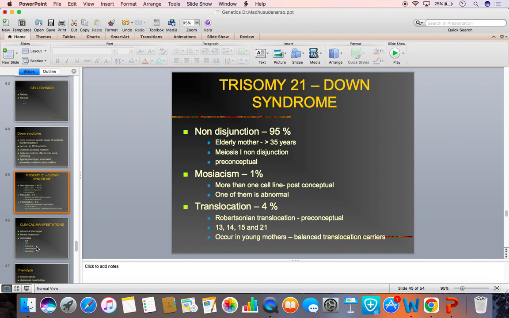What are the genetic features of Down syndrome? That is otherwise called how the abnormality of the trisomy 21 leads to Down syndrome. Its pathogenesis. What are the causes of trisomy 21 leading to Down syndrome?